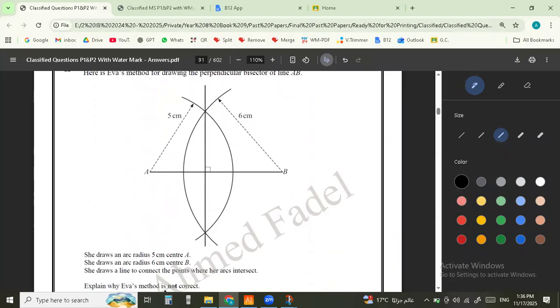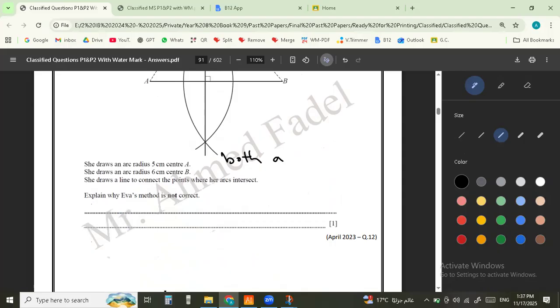Because the two arc radiuses should have been exactly the same distance. If this was 5 centimeters, then this is 5 centimeters. This is 6 centimeters, this is 6 centimeters. So you're supposed to write: both arc radiuses must have the same length.